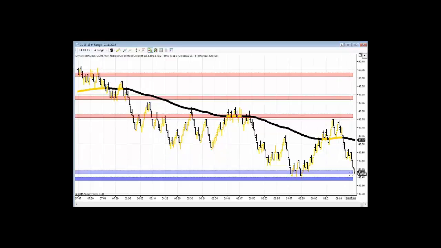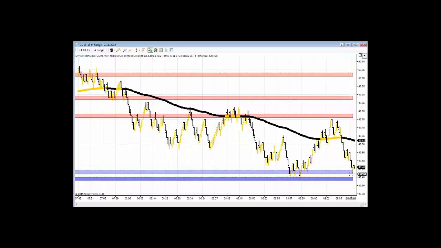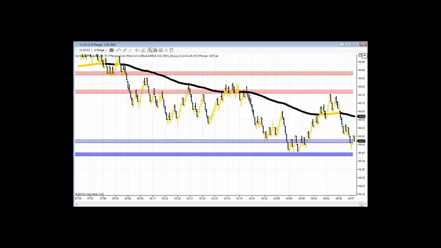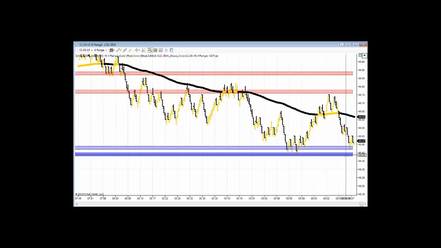Now as we break through that support level, look how the computer recalculates and says, okay, these are the levels underneath us. And that bottom level there stays true. Let's take a look at another market.